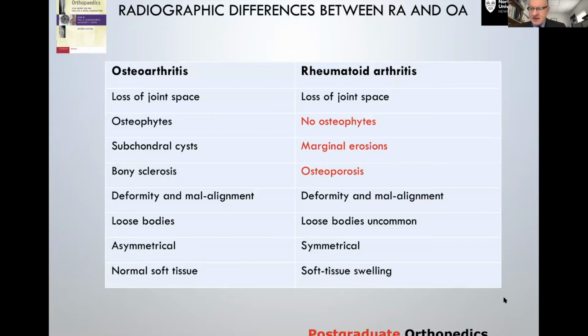You may be asked about radiographic changes. It's a very simple question, but it comes up quite a lot of the time, and you do need to be aware of this. The key differentiating features with rheumatoid arthritis are that no osteophytes are present, and there are marginal erosions and osteoporosis.